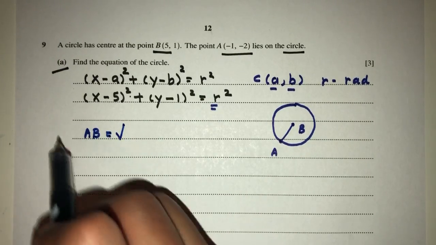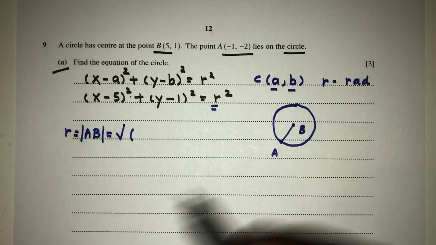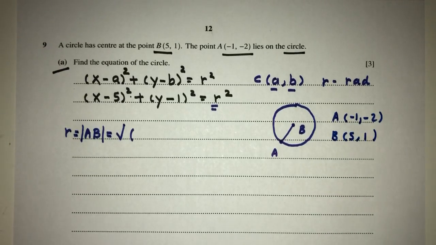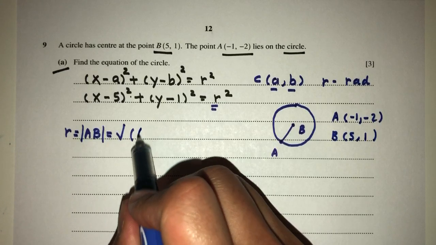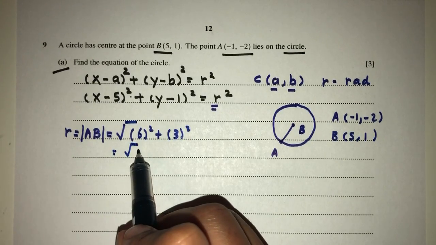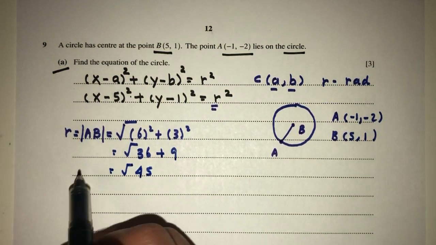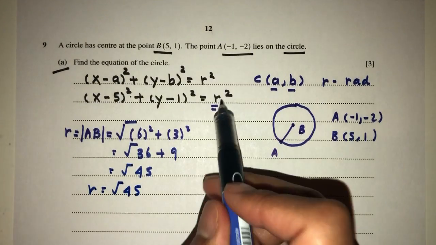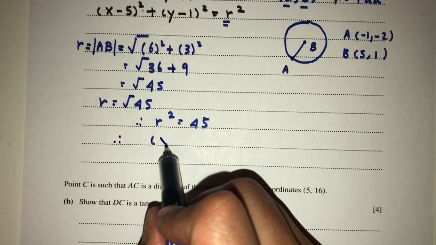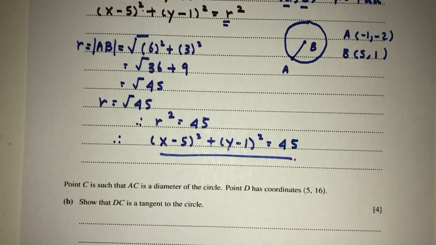That will be the square root, which is the radius, modulus of course. This is a formula we use. This is the point A, and we have the point B. We have to find the distance in between to find the radius. So usually we do x2 minus x1, that will be 6 squared, and y2 minus y1, that will be 3 squared. That will be 36 plus 9, that will be the square root of 45. So here we have r equal to the square root of 45, but here we need r squared, so we conclude that r squared has to be 45. So finally the equation of the circle is x minus 5 squared plus y minus 1 squared equal to 45. This is your answer for part A.